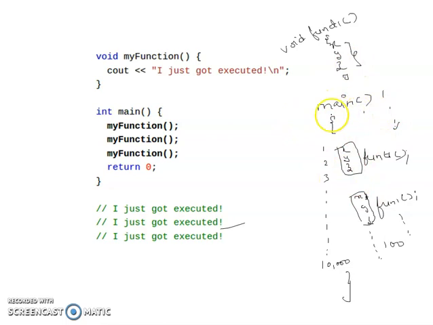Let us try to understand the concept of functions with examples. Here what I have done is, I have declared a simple example. I have declared a function called my function, and this function just prints a statement, I just got executed. Now here, in my main program, the syntax for calling this function is the name of the function followed by a semicolon. That's it. I can call it once, twice, thrice, any number of times.